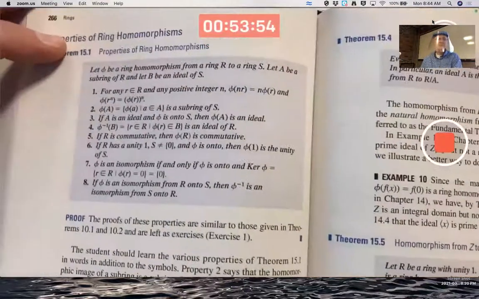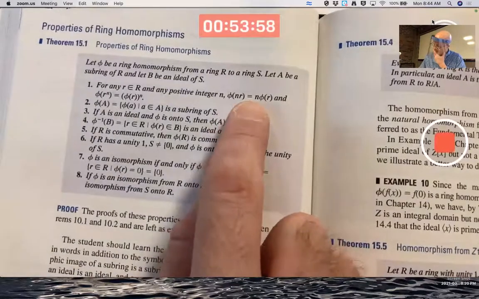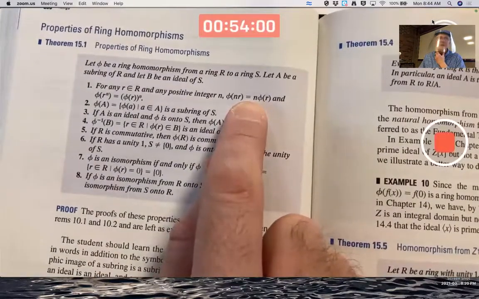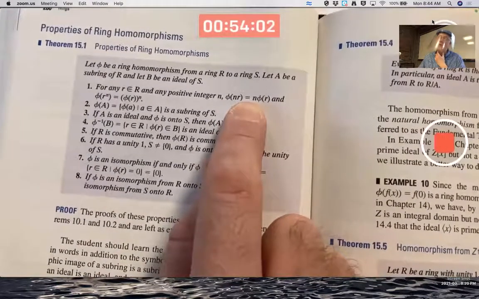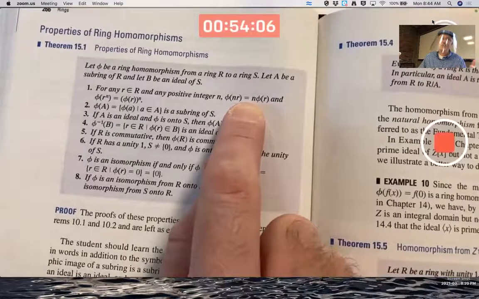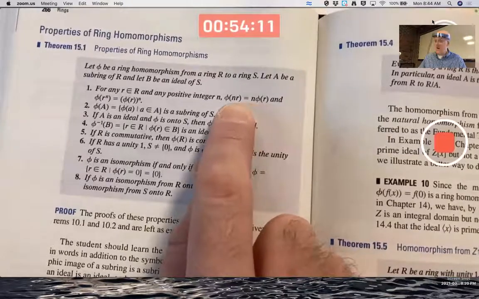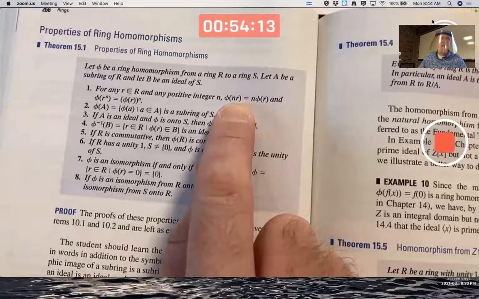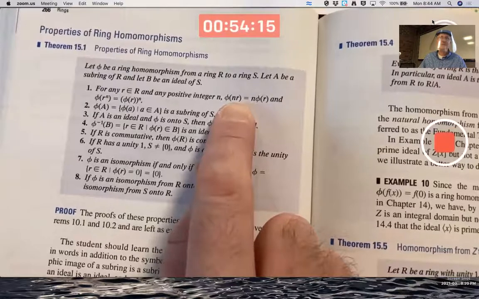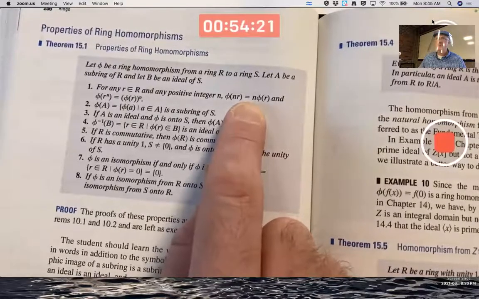Properties of ring homomorphisms. This one's true from the fact that ring homomorphisms are automatically group homomorphisms. Rings are groups under addition. N times R, when N is a positive integer, means R added to itself N times. This is the group homomorphism property, back from chapter 9 or something.